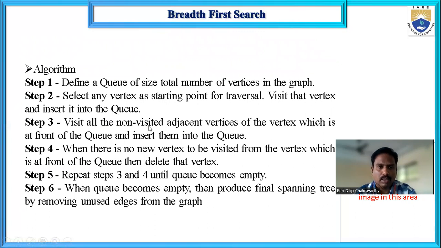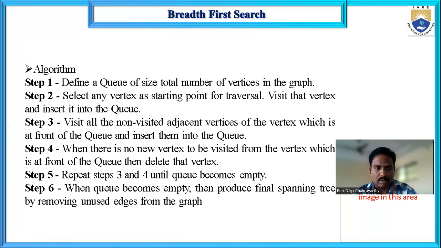Third, visit all non-visited adjacent vertices of the vertex which is at the front of the queue and insert them into the queue. So I am going to visit all the adjacent vertices of that initial vertex I have taken, and place them in the queue. If there is no new vertex to be visited from the vertex at the front of the queue, then we delete that vertex.